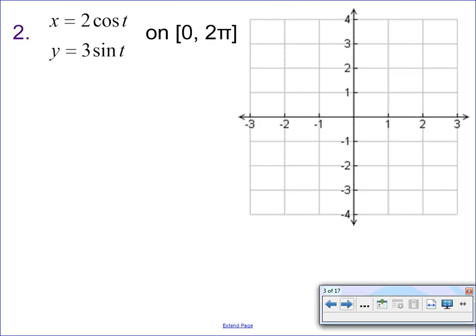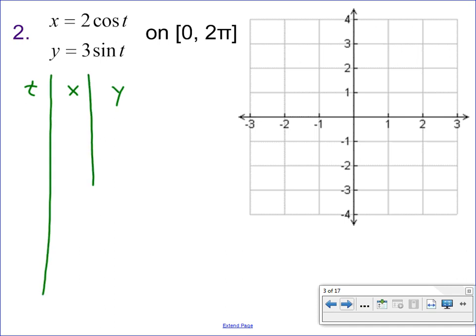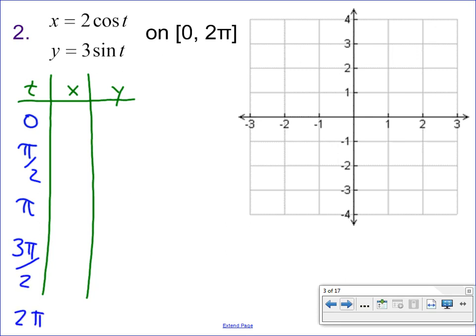In this case, we've got some trigonometric equations for my x and y coordinate. And again, our scheme will be the same. On 0 to 2 pi, we'll go ahead and construct a t, x, y chart. And we'll choose convenient time values from 0 to 2 pi. It looks like sine and cosine. So if I choose 0, we could do, well, let's go pi over 2 for now and see if we need more. Pi, 3 pi over 2, and 2 pi. We'll see if that's enough.